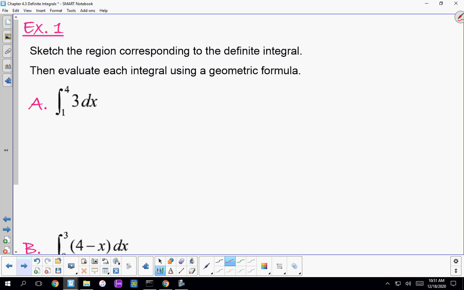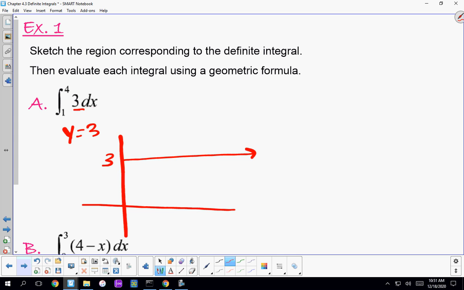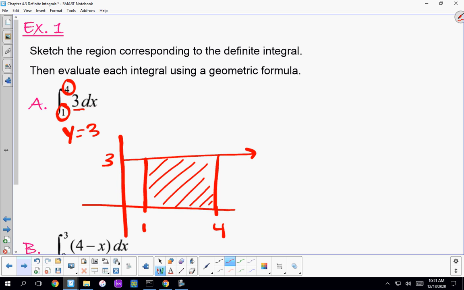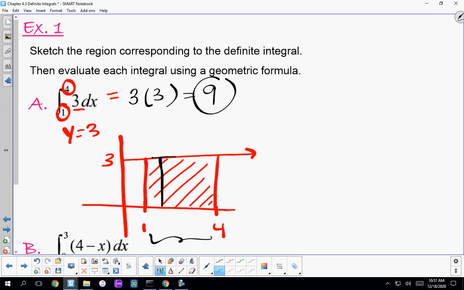So one way is to sketch a picture, and because we're finding area, my geometric formulas still apply if it's a geometric shape. So the function y equals 3 is a horizontal line. And this wants me to calculate the area from 1 to 4. If I could calculate the area of that rectangle, that is also equivalent to the integral. And we can. Length times width. We know the height is 3 because this is the function 3. We also know the width is 3 because 4 minus 1 is 3. So one way to calculate this is just length times width.